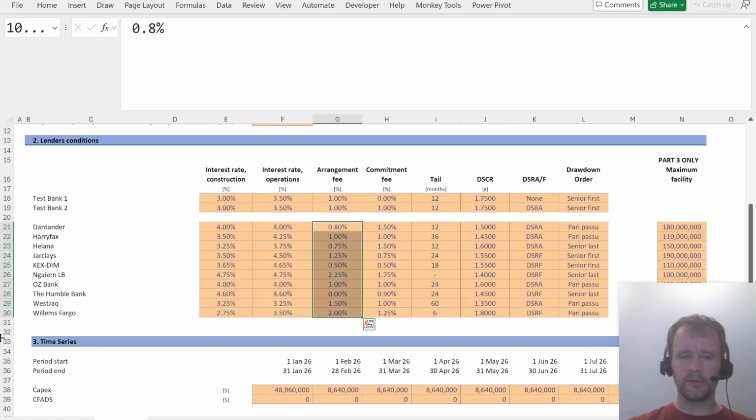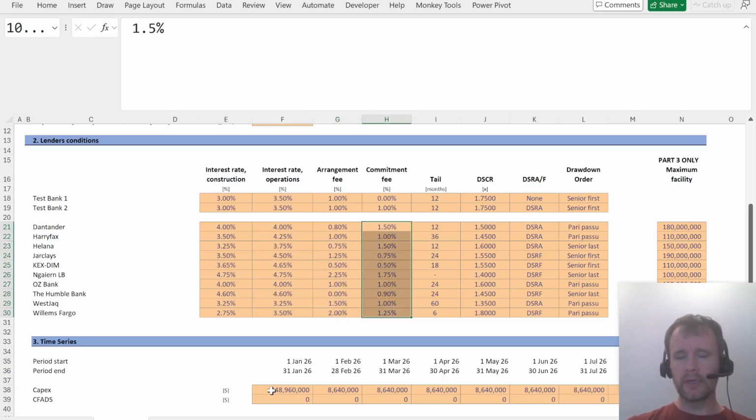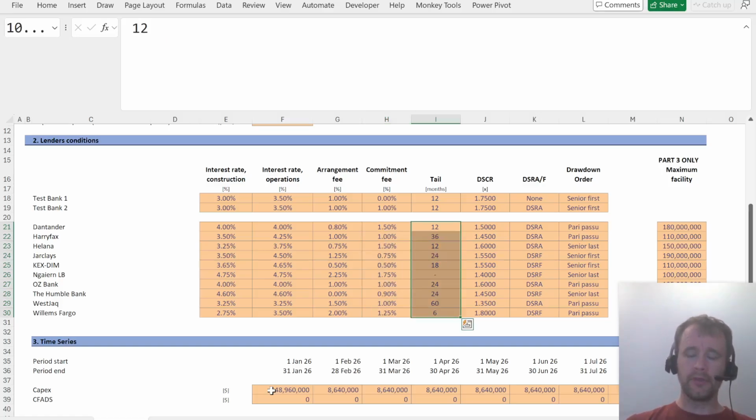Obviously, it's a construction-style loan, so we're going to be drawing as we build. So the loan won't be fully drawn until sometime into the 2-year construction phase, or possibly right at the end. But we've got an arrangement fee as a percent of the total amount drawn, and then a commitment fee on the undrawn balance up until the loan is fully drawn. Then we've got a tail, meaning the number of months before the end of operations that the debt has to be repaid by, which varies by bank.